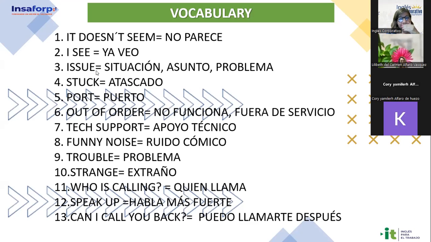Piense de que en el inglés, para que usted sea más, como dicen, americano, ¿verdad? Tiene que sonar las últimas consonantes siempre. Por ejemplo, si es la T, usted suena t, doesn't. Si es la M, seem. Si es la K, stuck. Otra vez la T, port. La K, tanto como la T, son sonidos explosivos. Salen el aire así, para afuera. Stuck. Port. It doesn't seem. I see. Issue. Stuck. Port. Ok, repeat.